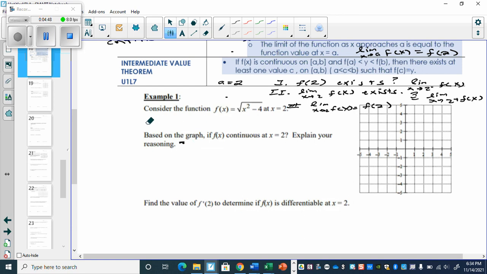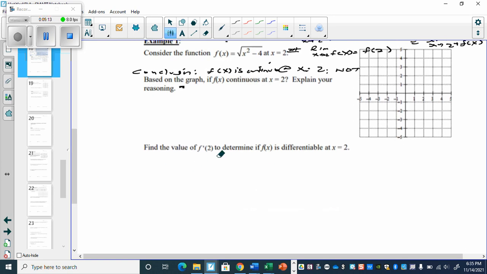Your conclusion: if it meets all three, f of x is continuous at x equals 2. If it doesn't meet all three, then it's not. So this is either this one or that one. So you'll be working on that on your own.